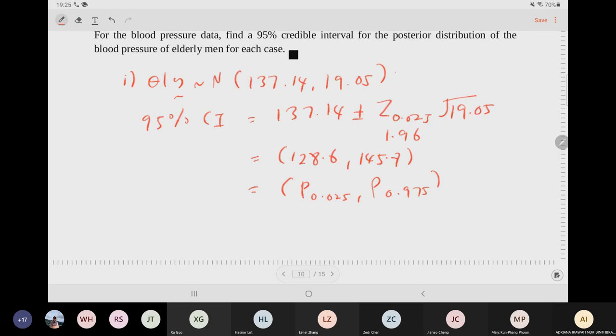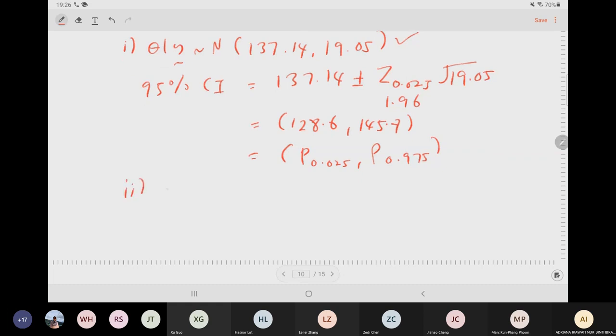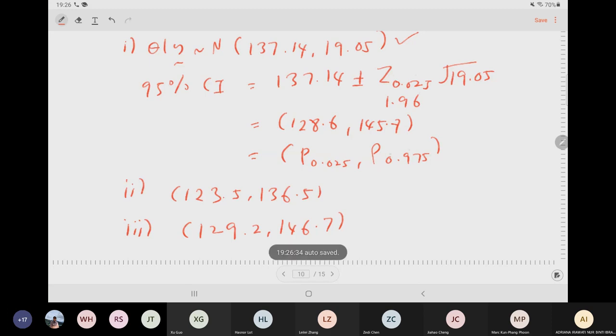So if you use R and find the percentile for 2.5 and 97.5, you also get the same answer. Okay, you can do the same for number 2 and number 3, and you can get the credible interval. So I'm just going to share with you. You can calculate on your own later. 9.2477. Okay, right. So you can calculate using the normal, or you can calculate using R, find the percentile, and then you should get the same answer.